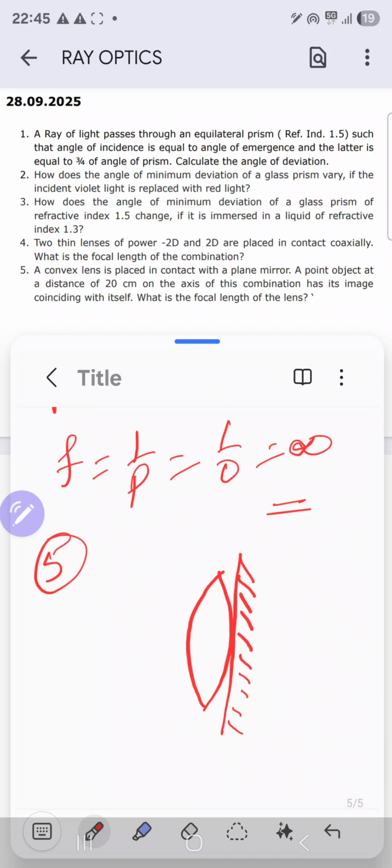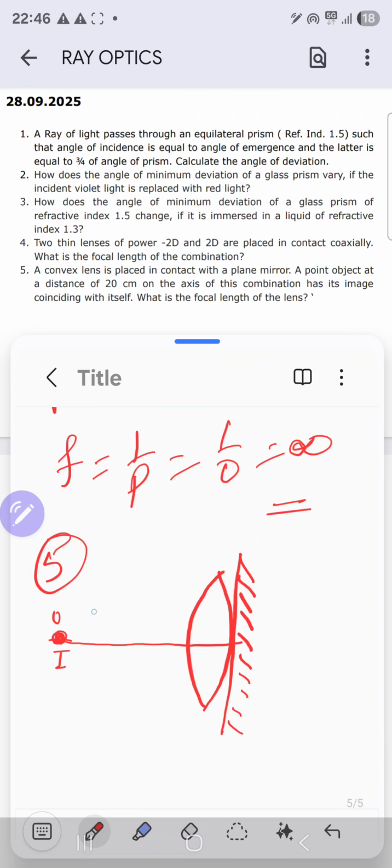A point object is placed at a distance of 20 centimeter on the axis of this combination, and it has its image coinciding with itself. So the image is also here; object and image coincide with one another. What is the focal length of the lens?